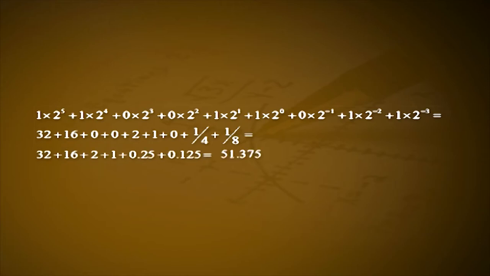1 into 2 raised to minus 3, which is equal to 32 plus 16 plus 0 plus 0 plus 2 plus 1 plus 0 plus 1 by 4 plus 1 by 8, which is equal to 32 plus 16 plus 2 plus 1 plus 0.25 plus 0.125, which is equal to 51.375.